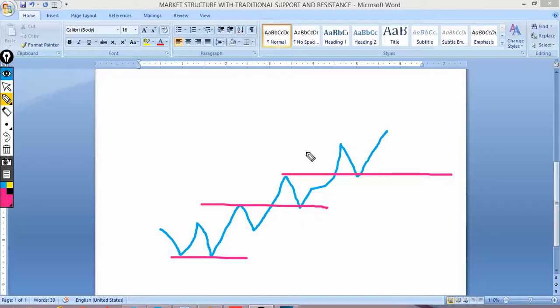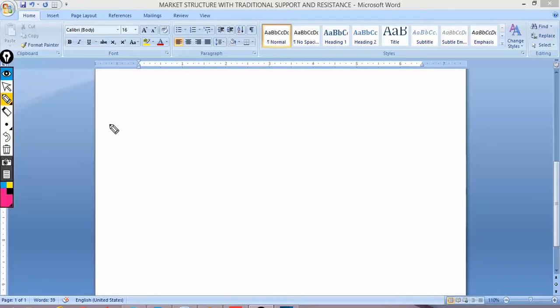Let me quickly touch on a downtrend. Okay, a downtrend. Let me pick my blue color. So we have something like this.